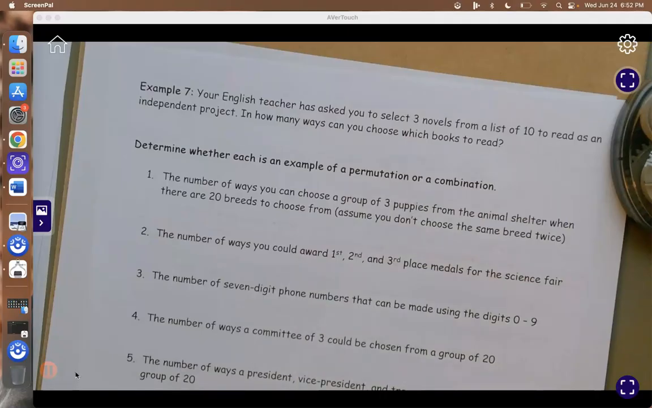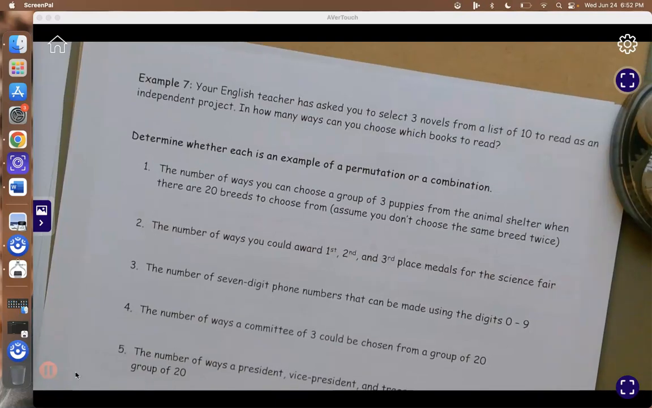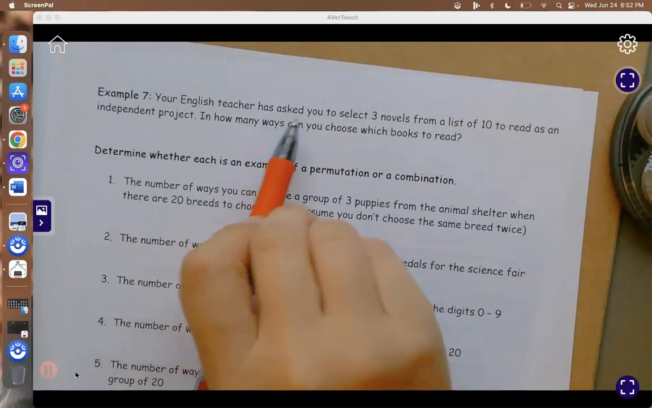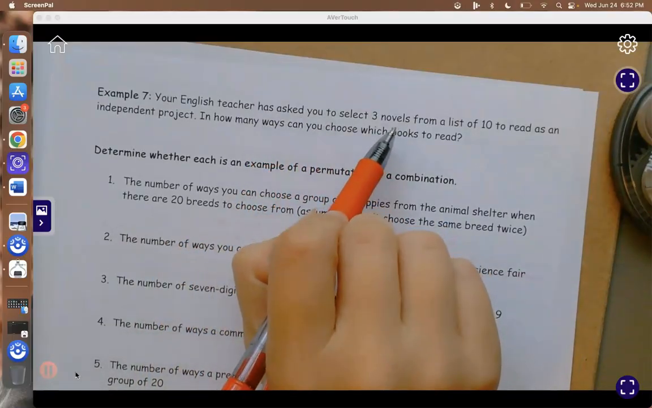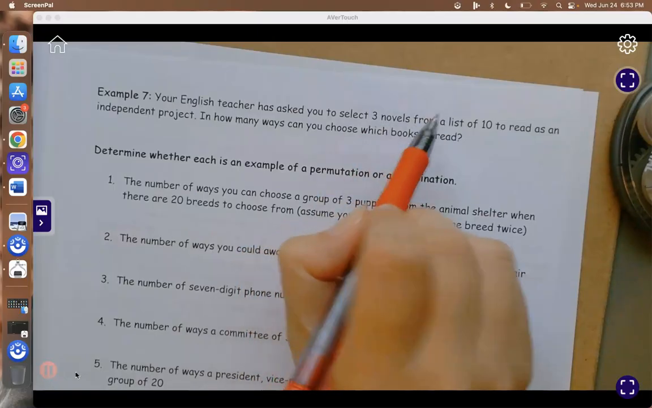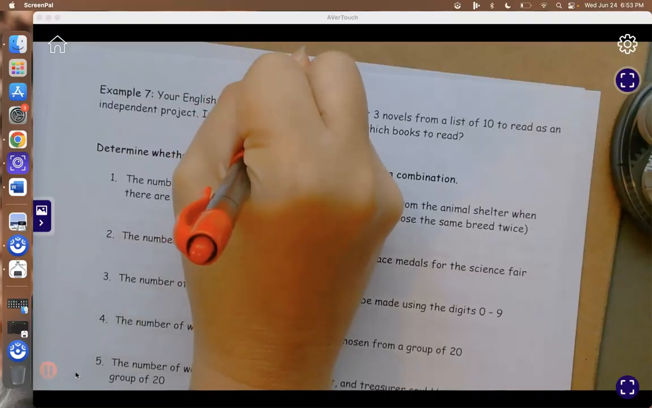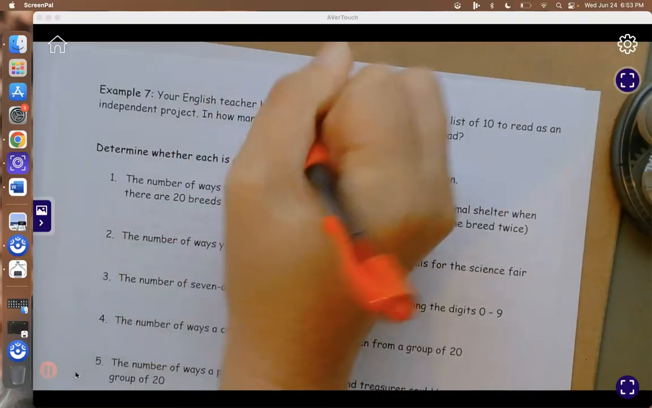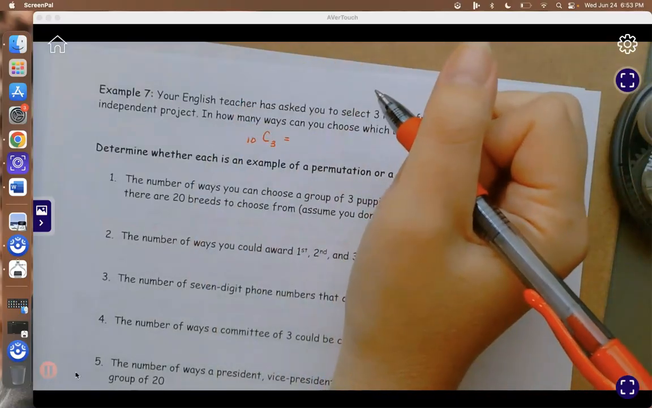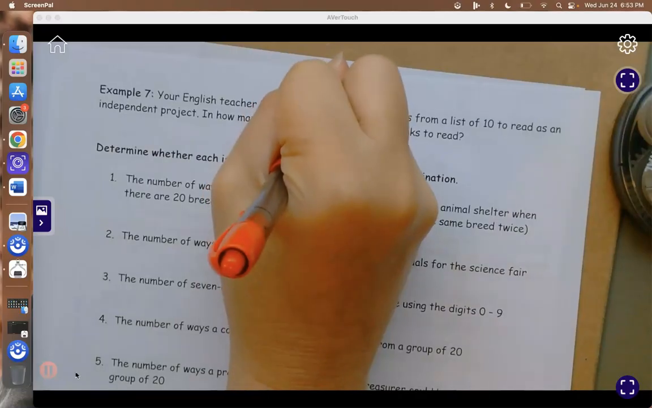Your English teacher has asked you to select 3 novels from a list of 10 to read as an independent project. In how many ways can you choose which books to read? So the way I know this is a combination is the teacher's not going to know what the order is you read the novels. Okay, so that's how I know it's a combination. So 10C3. I type that in my calculator and you get 120.